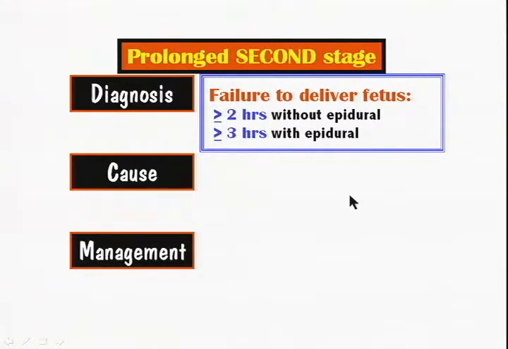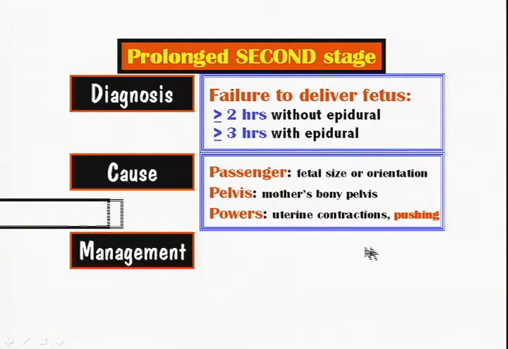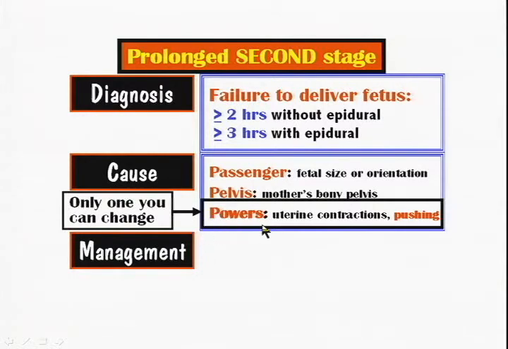The causes, the same as we looked at the first stage. Passenger, pelvis, powers. Can you change the passenger? No. Can you change the pelvis? No. But you can change the powers, and I would point out, in the second stage of labor, a difference from the first is the mother can now push. The only one you can change is the uterine contractions and the powers.